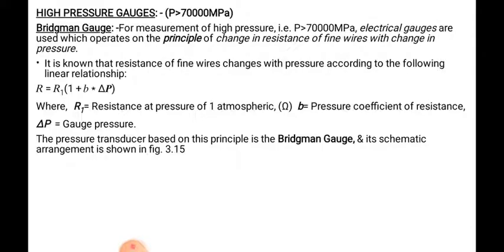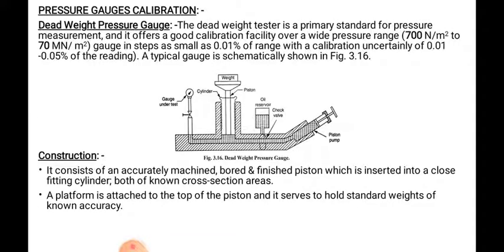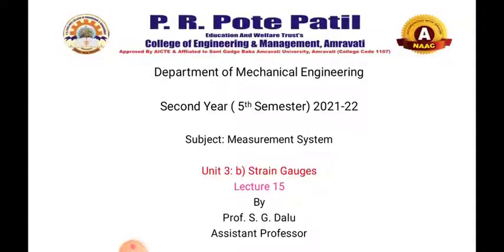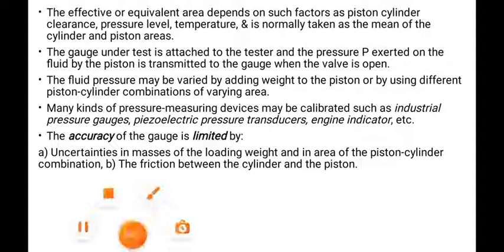The last one is the Bridgman gauge, which measures pressure of 70,000 megapascal. 70,000 megapascal means 70,000 Newton per mm square. That much range of pressure is measured using the Bridgman gauge. The next type of pressure gauge we will study is the deadweight pressure gauge, in the next lecture. So today we will stop over here.